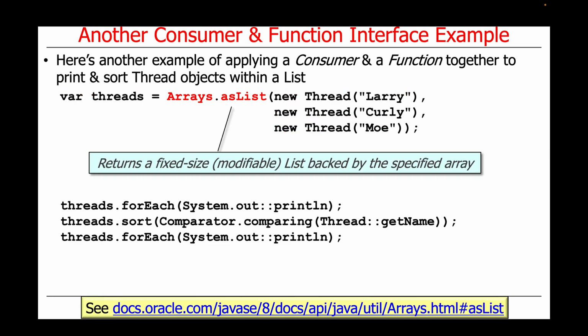And to combine them together into a list, we're going to take the Larry, Curly, and Moe threads, which are treated as an array by Java, and we're going to create a fixed-sized but modifiable list using the Arrays.asList factory method. One of the things to note here is that this list is not only modifiable in the sense that you can change the contents of the specified array, but you can also rearrange the order of the elements by sorting it, as we see here in just a moment.